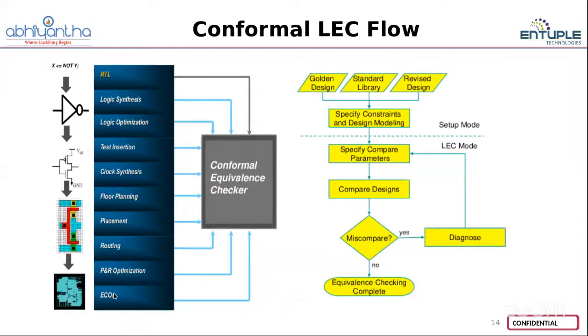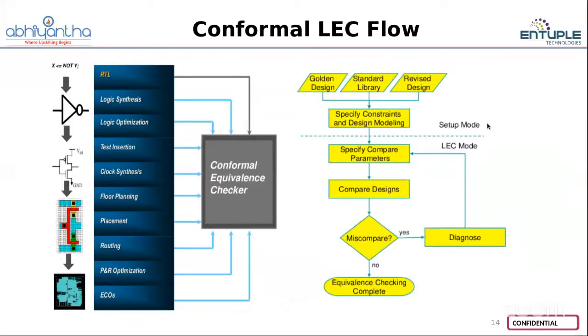Then after the ECO, that is, the engineering change order, the optimized netlist you got is given to the LEC module, and you can do it. And what is the operation behind this LEC? The main operation is done in two ways. There are two modes of operation: one is the setup mode, and another one is the LEC mode.